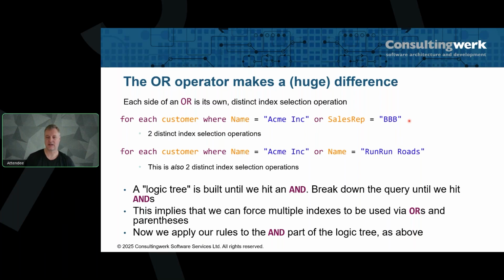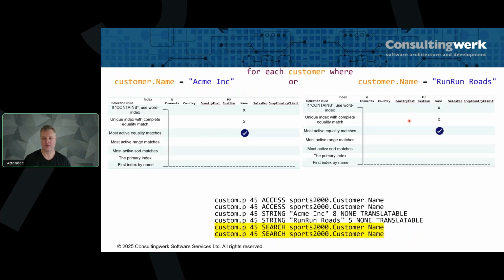Parentheses can serve a purpose like that as well. They can also force a logic tree to be built. So if we visualize that with our worksheet, we have those two operations that both work, and both of those indexes are used, and the data is returned based on that index selection. Okay.